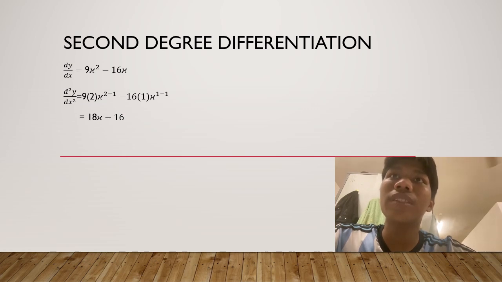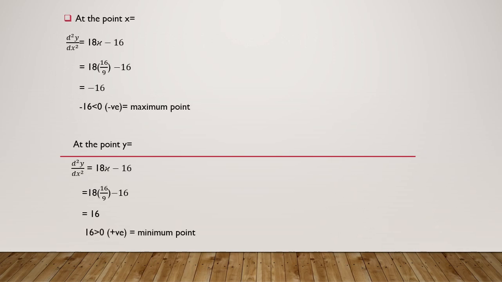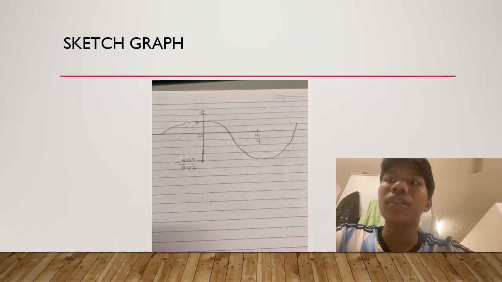So we're going to find the answer. So the first x will be negative 16, so it will be a maximum point because it's lower than 0. The second x will be 16. Because 16 is greater than 0, it will be a minimum point. So here is our sketch graph.